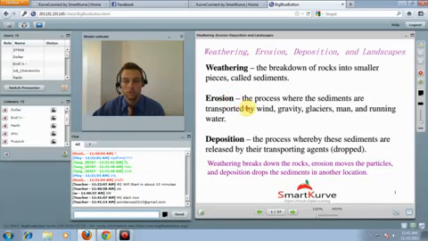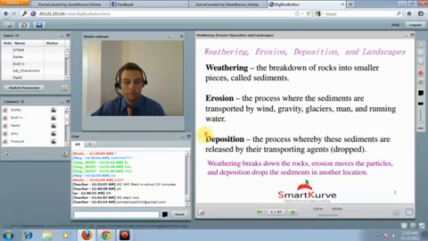Erosion is where those pieces are moved in some way, and generally they're moved by these forces of nature: wind, gravity, glaciers. Sometimes they're moved by humans, which we'll talk a little bit about, or other organisms. Basically any way that these smaller rocks called sediments are moved. Weathering is just the process of breaking these things down so they can be moved.